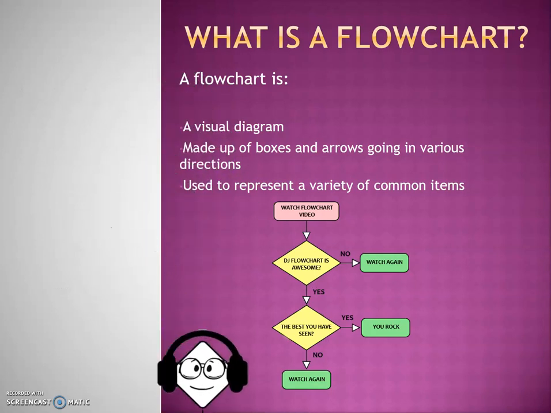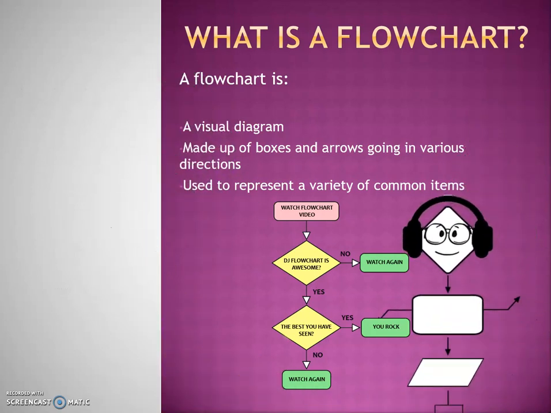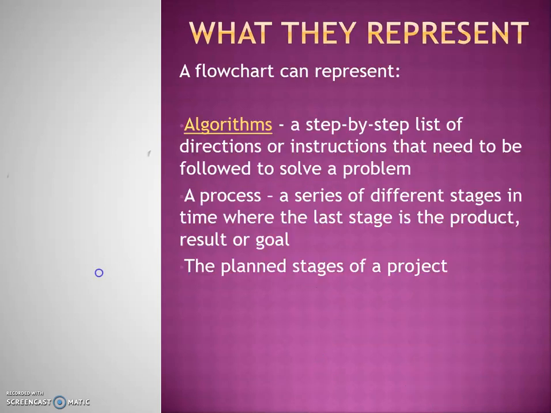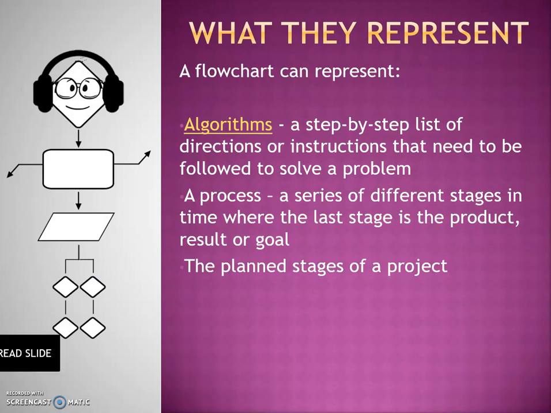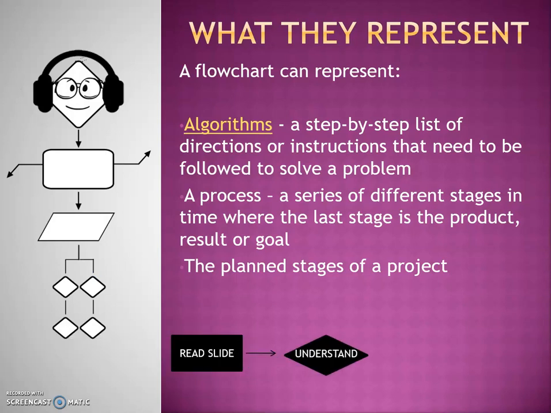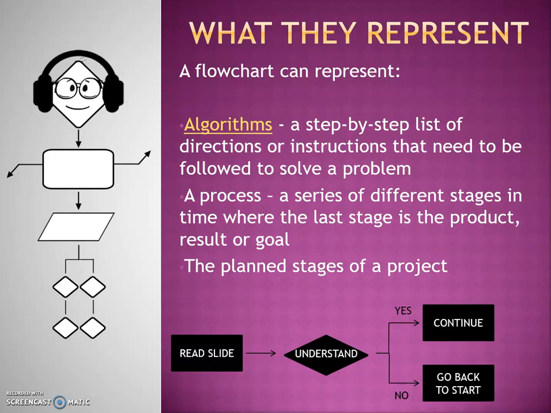So like all good things, let's start at the beginning. What is a flowchart? A flowchart is a visual diagram made up of boxes and arrows going in various directions. Flowcharts are used to represent a variety of common items. Flowcharts often represent algorithms, a step-by-step list of directions or instructions that need to be followed to solve a problem. Algorithms also represent processes, a series of different stages in time where the last stage is the product, result, or goal. And flowcharts can also represent the planned stages of a project.